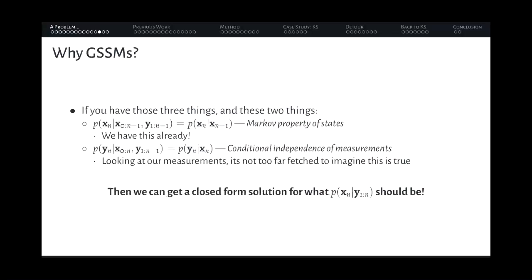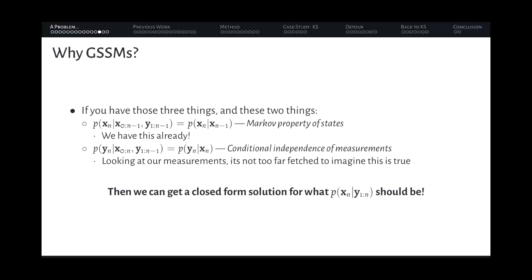So if you have those three things, and you also assume these two things, the first one being the Markov property of states, which basically says that if you are trying to figure out what's happening in the hidden state at the next time point, you only need to consider what's happening in the current state. You don't need to worry about what's happened in the past, just the current state will tell you everything you need to know about what's going to happen in the next step.